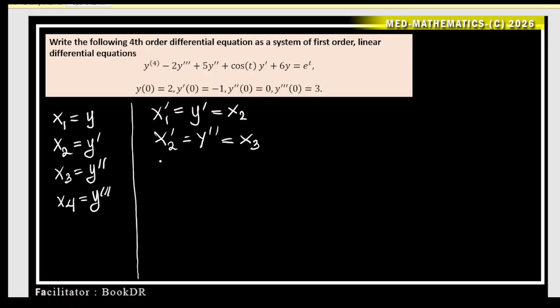Then we'll pick the x3 line. x3 is equal to y double prime. When we differentiate this equation, x3 prime will be equal to y triple prime. And from our chart, that is x4. Then we'll pick the last line, which is x4 is equal to y triple prime. When we differentiate both sides, our x4 prime will be equal to y to the fourth order. Good. Now we come to write our system of equations.